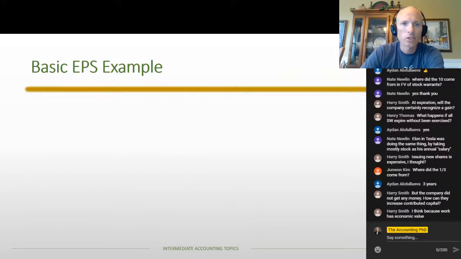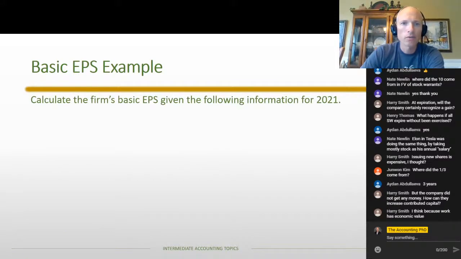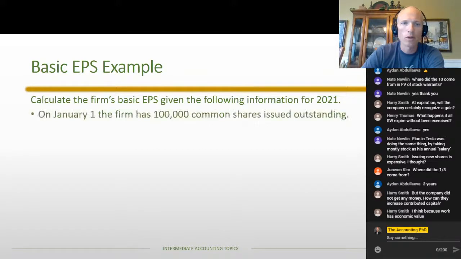All right, basic earnings per share. So let's calculate the firm's basic earnings per share given the following information for 2021. On January 1st, the firm has 100,000 common shares issued and outstanding.